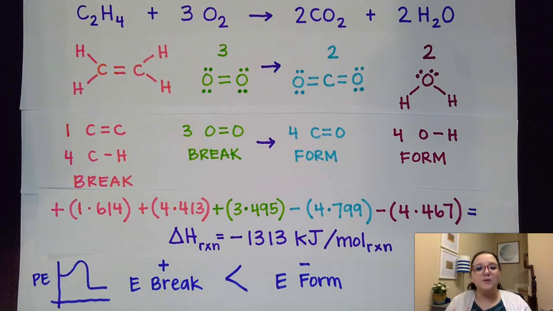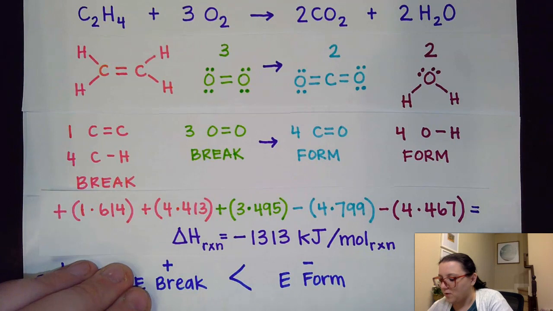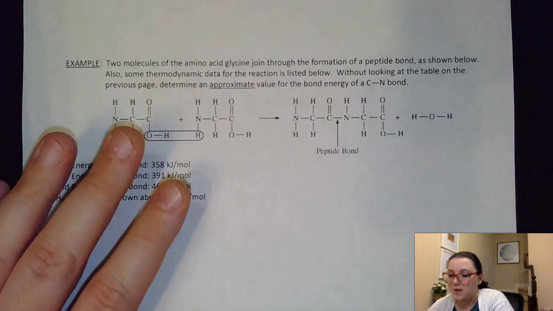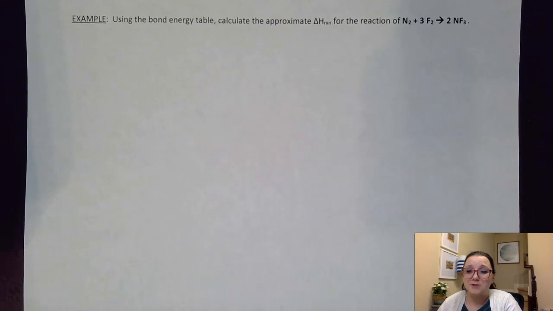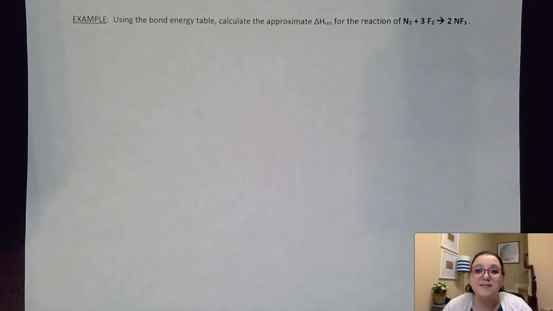All right, here's what I want you to do. There is a problem on the top of the next page. They even did you a favor and gave you the balanced reaction for it. So what I want you to do is to take a moment, pause this video, and see if you can solve this problem. All right. Did you pause the video? Did you try it out? Hopefully you did. Let's see how it came out for you.